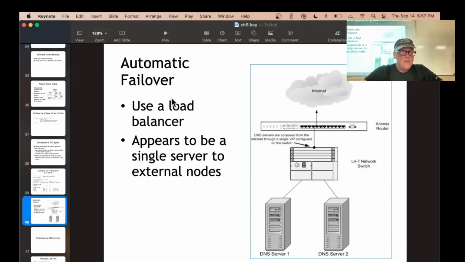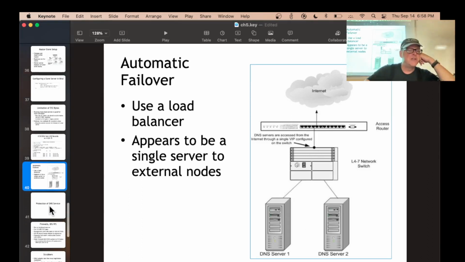You can also have automatic failover. You have a load balancer and 2 servers, so if one fails, it moves to the other one, and the external world doesn't even know that happened. It sees only one external IP address, and it doesn't know which server you talk to. That's another way to do it.